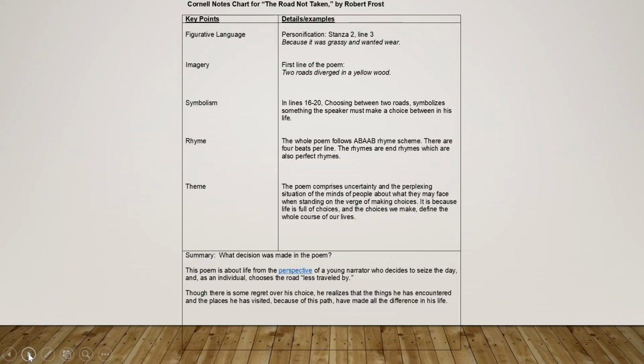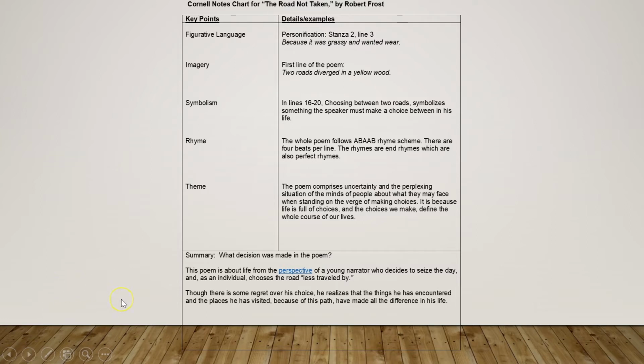There is also imagery in the poem. In the first line of the poem, two roads diverged in a yellow wood. I immediately think and picture a wooded area with probably a dirt road through the woods. And when it says yellow wood, I'm imagining yellow leaves. Maybe it's the beginning of fall.